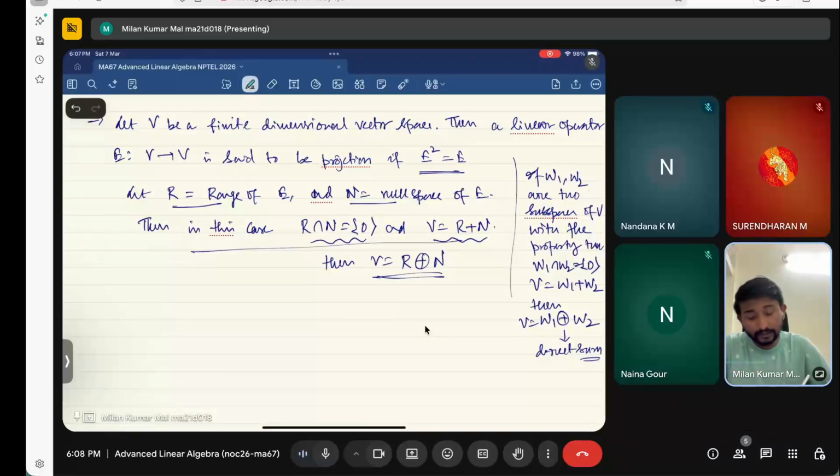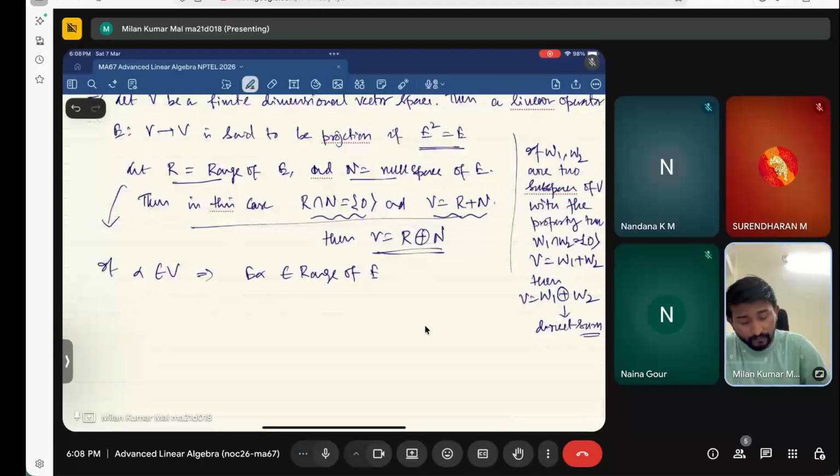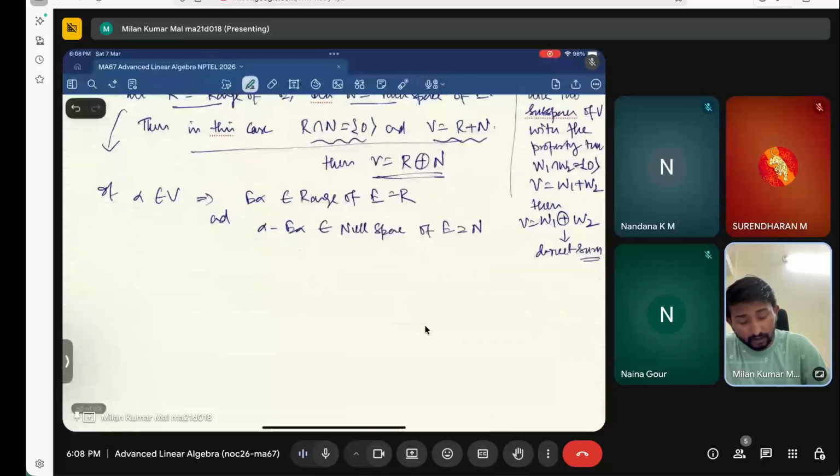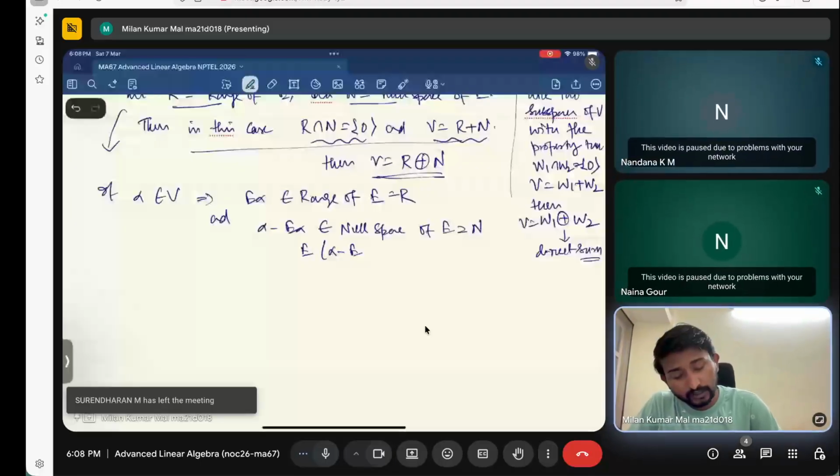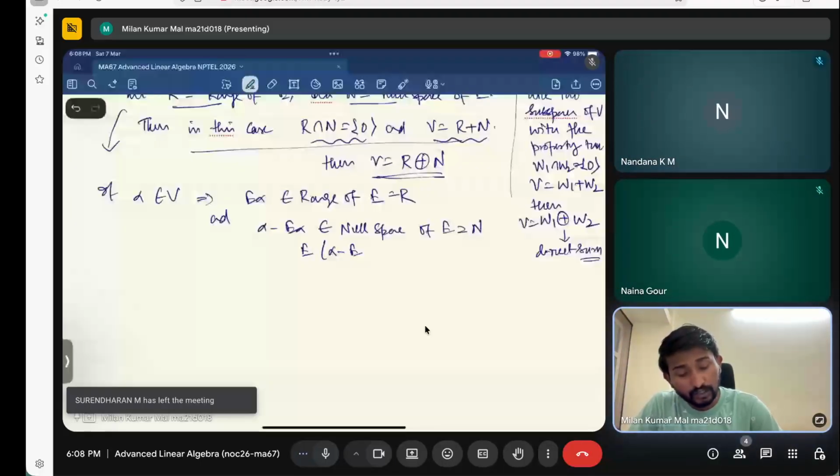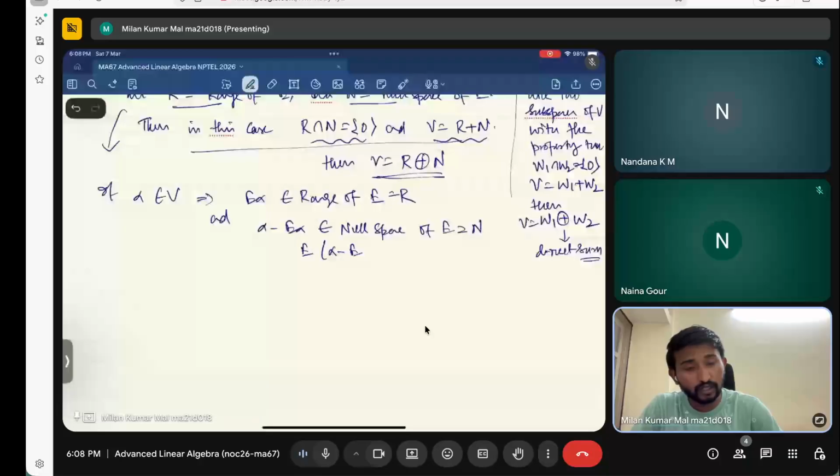And why this holds, you can easily see that if alpha is an element in the vector space V, that implies E alpha is in the range of E, which equals R, and alpha minus E alpha is in the null space of E, which equals N. Why does this happen? Because E of (alpha minus E alpha) will be E alpha minus E square alpha. Now E is the projection operator, so E square equals E.